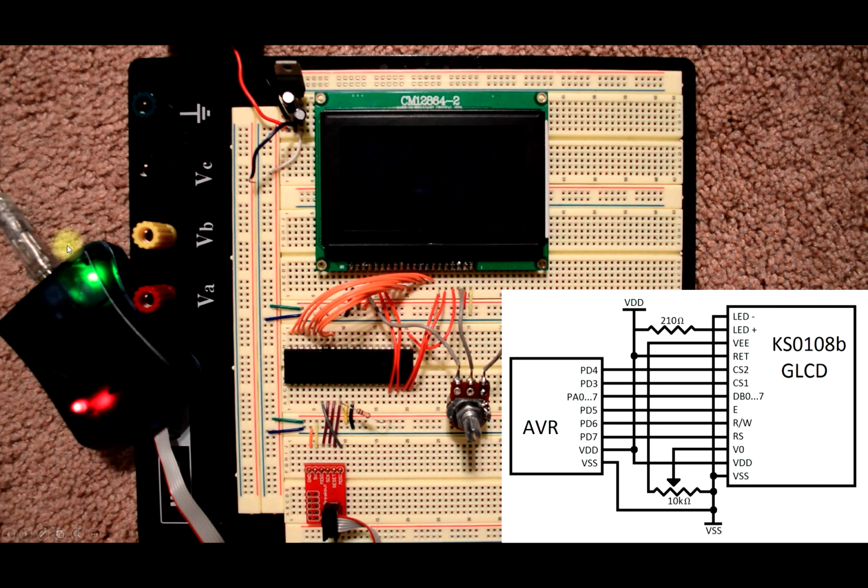and I'm programming it with an AVR ISP2 connected up here to port B, and up here is just a 7805 regulator supplying 5 volts to the entire board, and I utilize ports A and D for controlling the LCD.